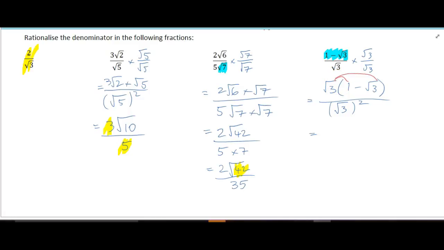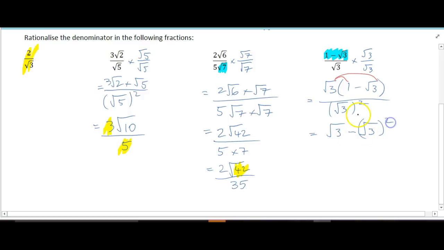So root 3 times 1 is just root 3. Now, root 3 times negative root 3, the answer is going to be a negative, and you're going to have root 3 squared, because root 3 times root 3 is root 3 squared. Now, our bottom line is root 3 all squared, which will be equal to 3. And the top line is root 3 minus root 3 squared, which is 3, over 3. Okay, so that's it.